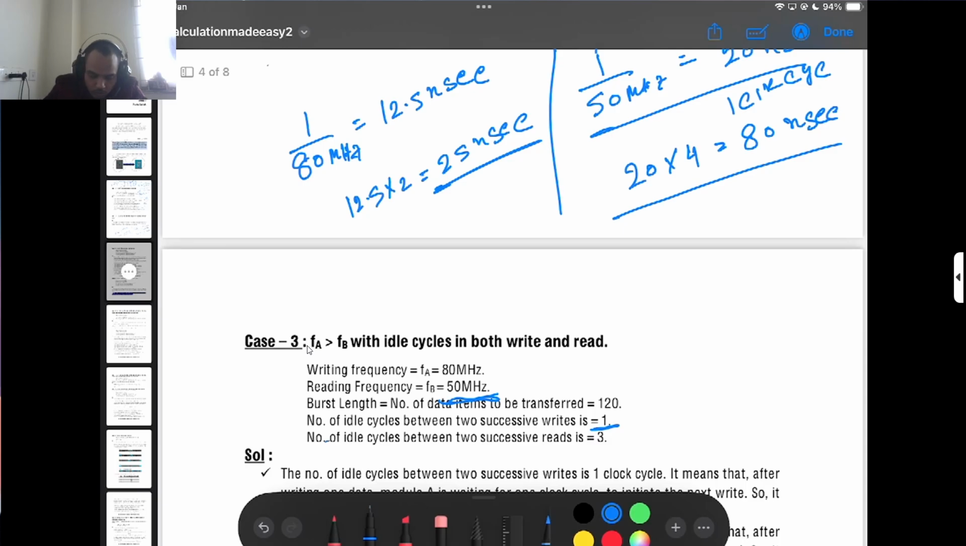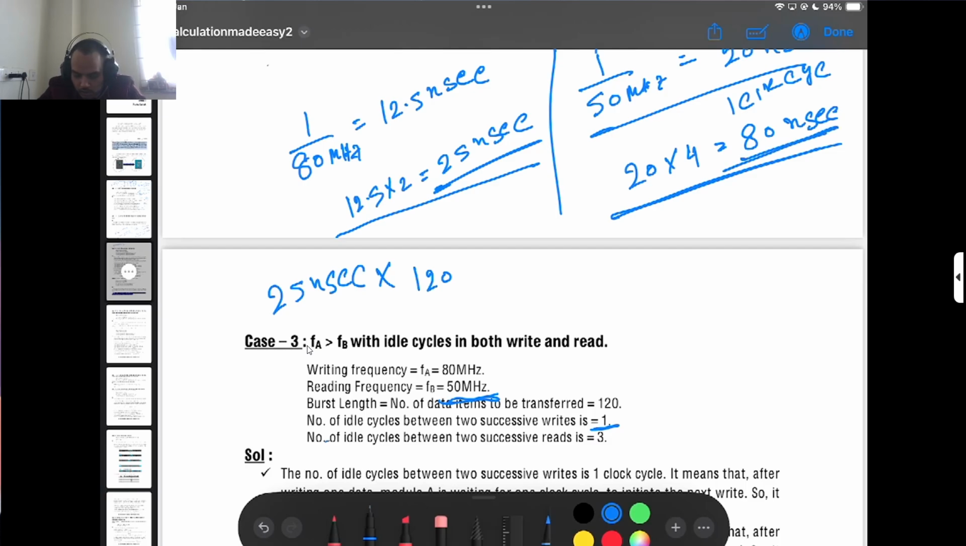And what is the total time required to write the data? That is 25 nanosecond, and we multiply by the burst length. What is the burst length? Burst length is 120. And what is the time required at the receiving end? That is 80 nanosecond. This 80 is 20 nanosecond for one cycle, but it requires 4 cycles for reading the data. So that's why it's 80.